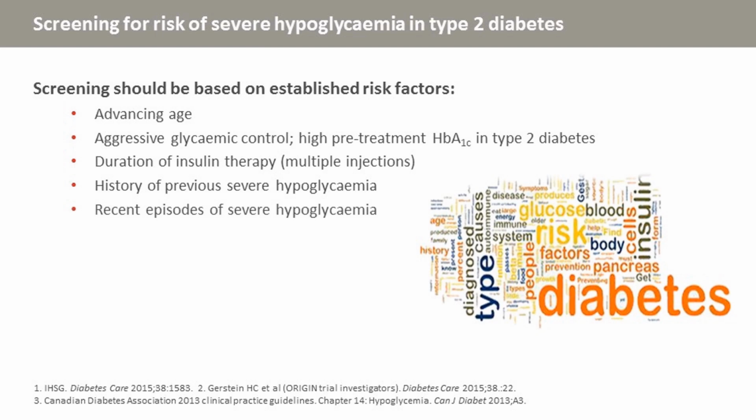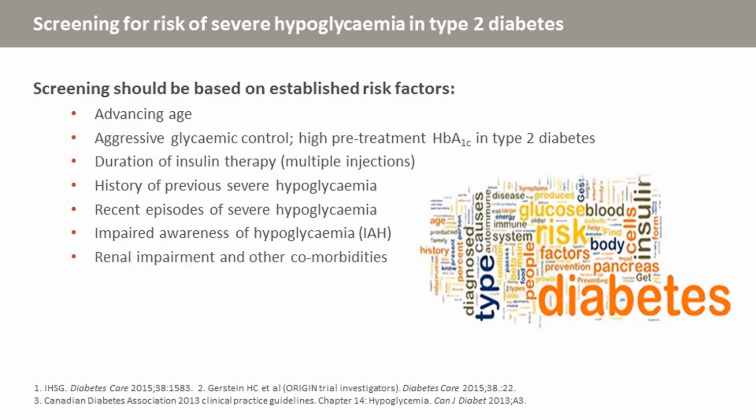Recent severe hypoglycemia, impaired awareness, not so common in type 2 diabetes as type 1, but it does occur. And of course, any comorbidity, particularly renal impairment. Some recent interesting studies show that depression is a risk factor and also cognitive impairment. So these are other things that we have to take into consideration for type 2 diabetes.